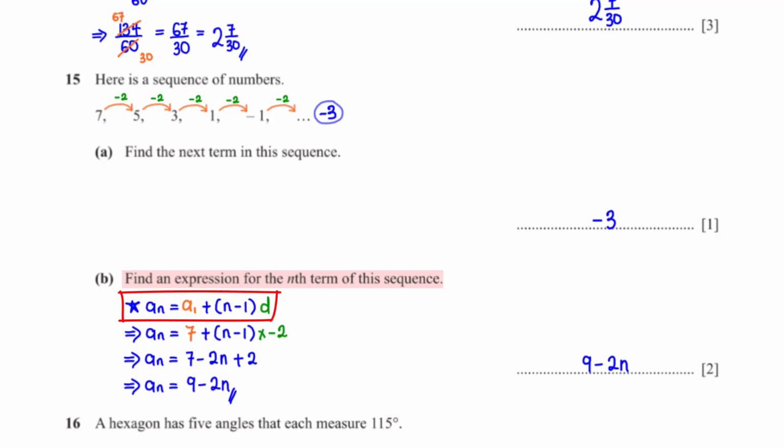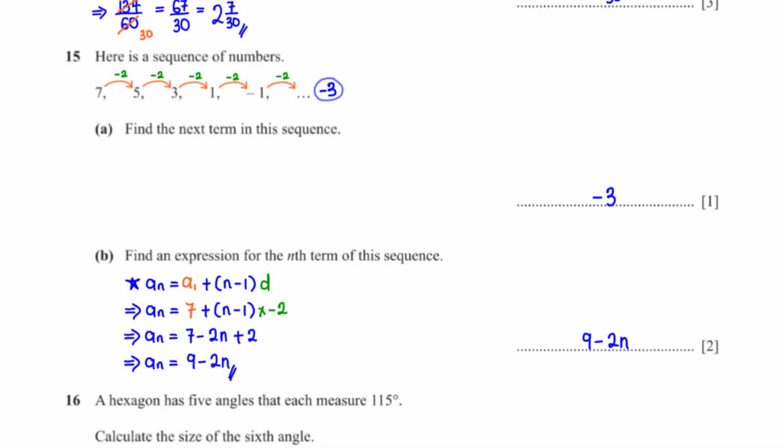Find an expression for the nth term of this sequence. This is the nth term formula for sequences with a common difference. A1 is the first term, which in this case is 7. D is the common difference, which in this case is -2. When we expand the brackets, -2 times n is -2n, and -2 times -1 is 2. 7 plus 2 is 9, and so our final answer here is 9 minus 2n.